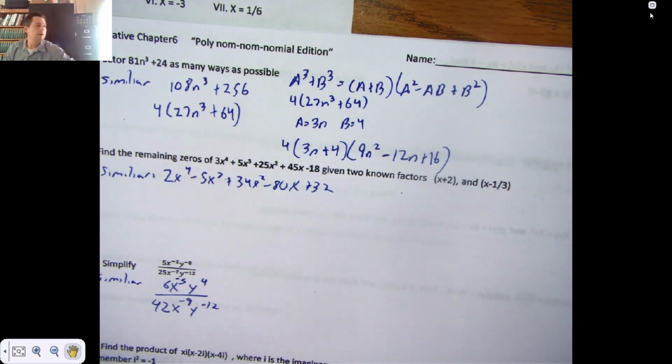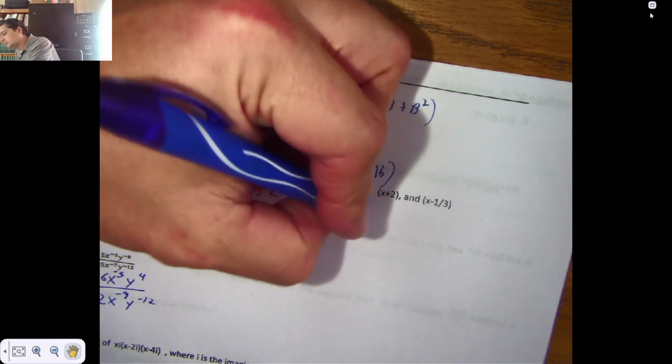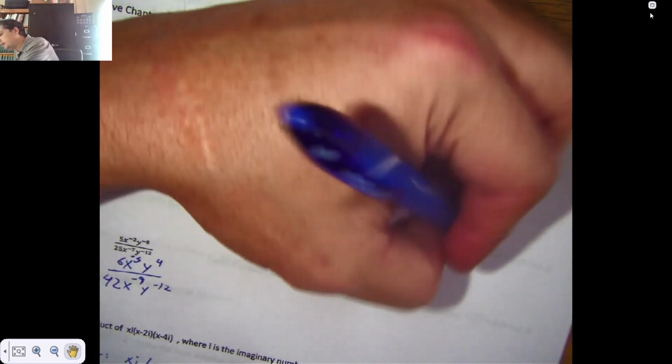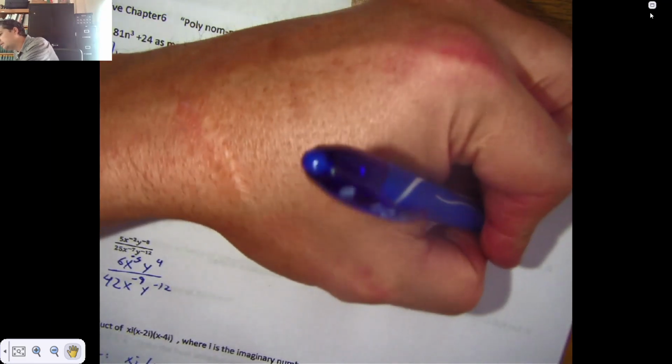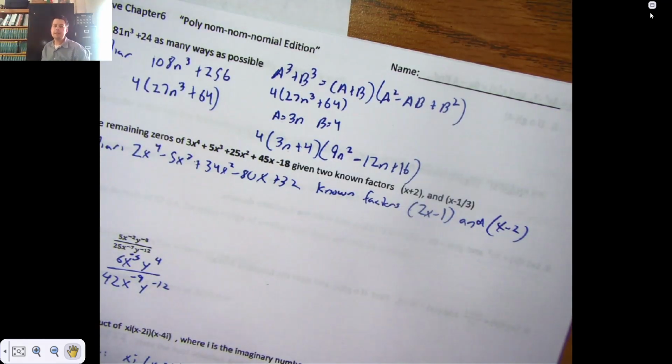Here's a similar problem. And crap, I didn't write down what the x values were supposed to be. So known factors are 2x minus 1 and x minus 2. Those are known factors. So the similar problem is actually more difficult than the given problem.